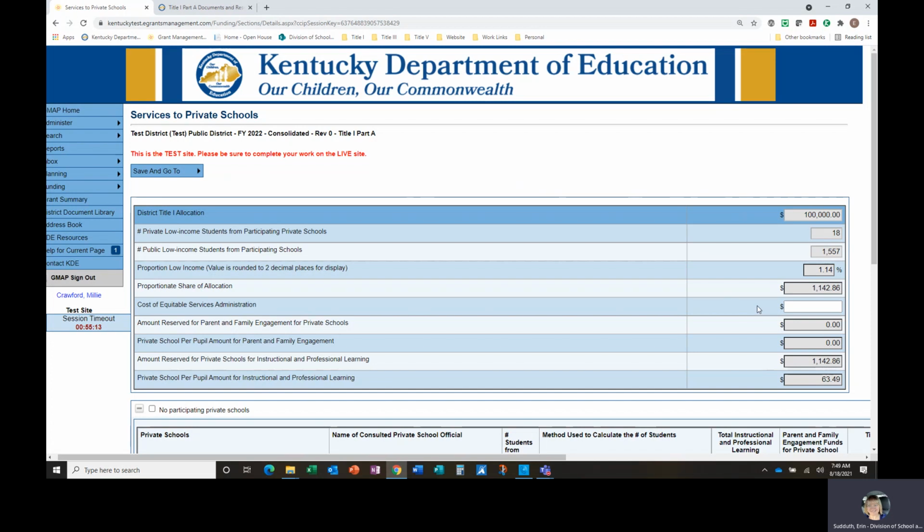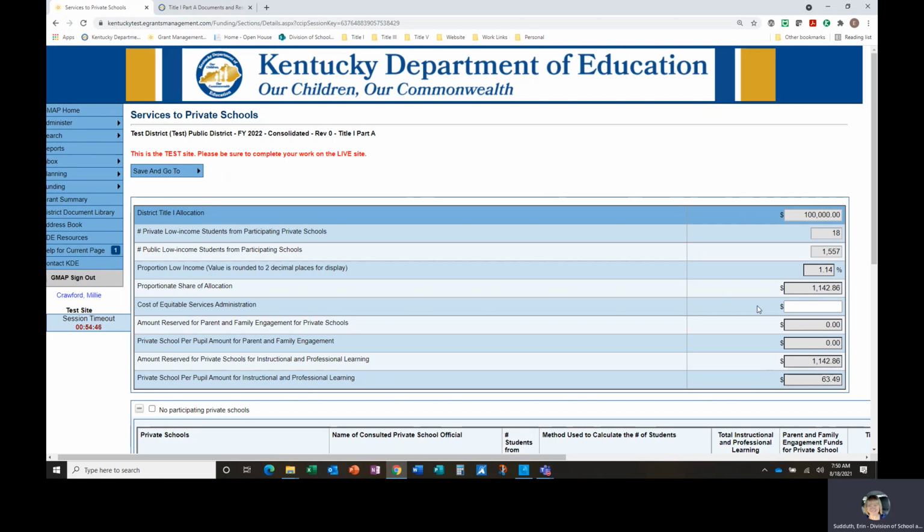The reason for this is equitability. The private school allocation is calculated off the top of the total award, which then effectively creates two pots of money, one for the district and public schools and another for the private schools. Expenses related to providing or overseeing equitable services at the private school must be taken from the private school pot of money, not the public school pot of money.